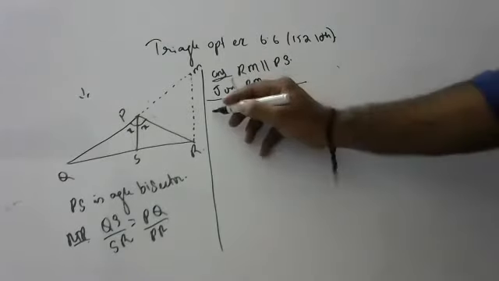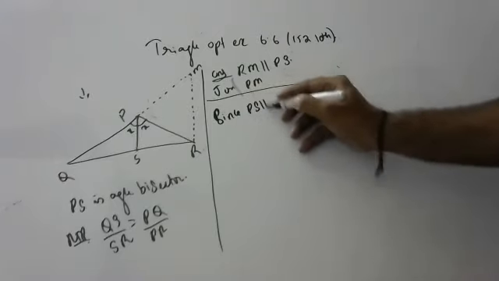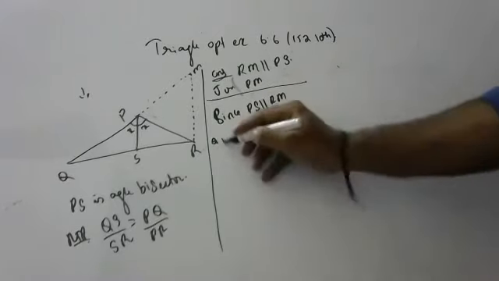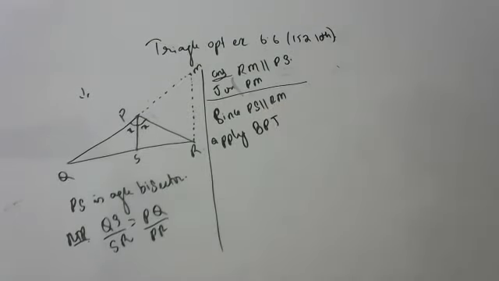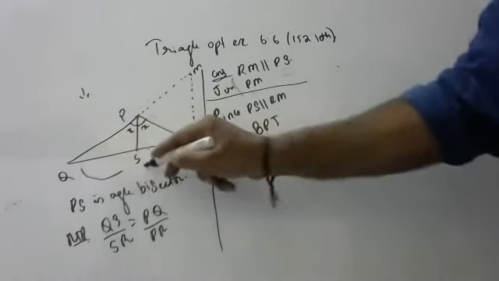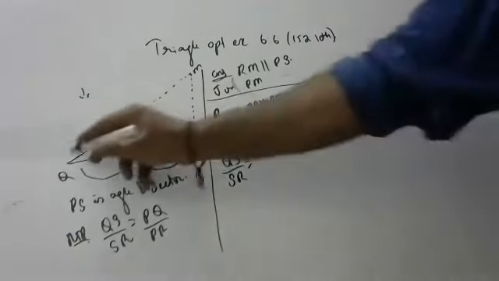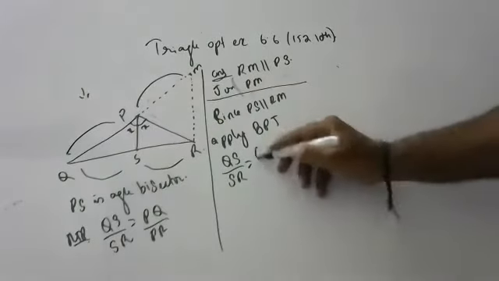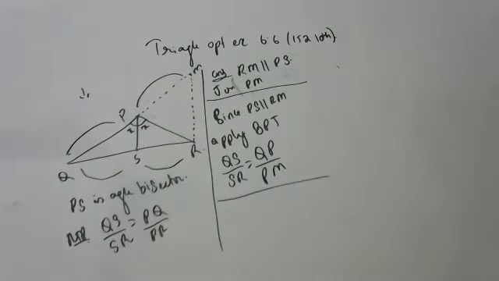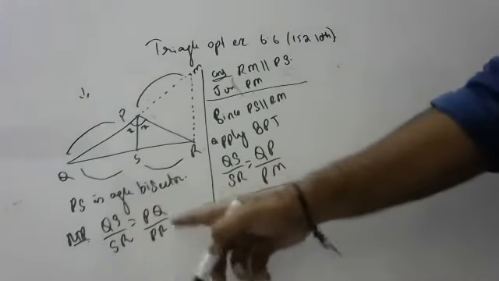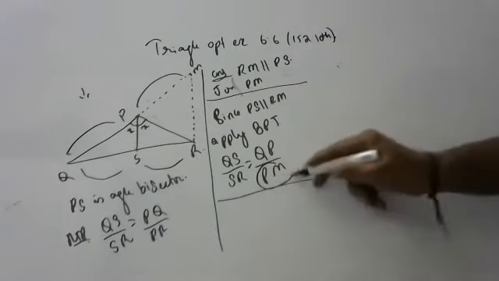Now, children, since PS is parallel to RM, apply BPT. BPT. Can anyone say what BPT is? QS by SR is equal to PQ by PM, QP by PM. Okay, children, so QS by SR is equal to, PR is there, but I got PM. I got PM, children. I should convert this into PM.